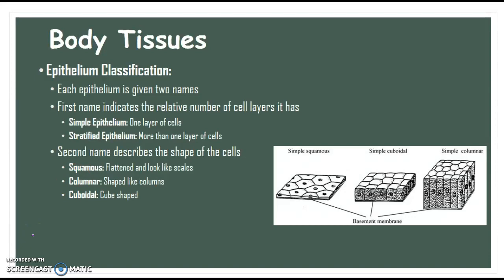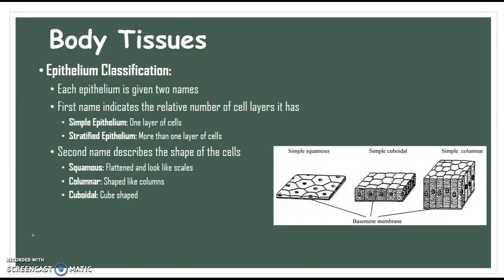So now let's actually get into the different types of epithelium. Epithelial tissue has two names. The first word in that name is going to be how many layers of cells it has. So it's either going to be simple epithelium or stratified epithelium. If it's simple epithelium, it means it has one single layer of cells. If it's stratified epithelium, it's going to have more than one layer of cells. And this is where we see those cells really stack each other in sheets.